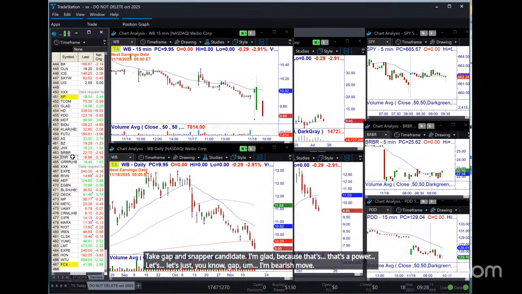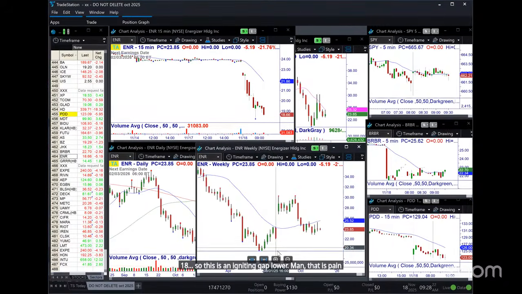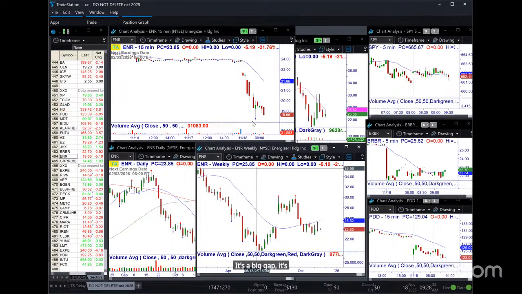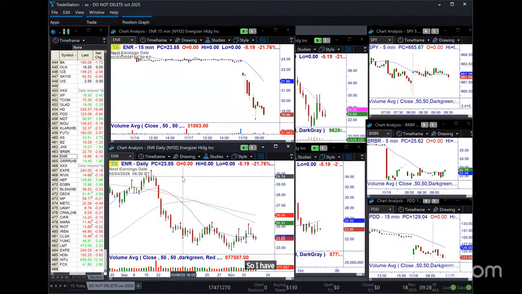ENR, 18. So this is an igniting gap lower. Man, that is pain. 1866. This thing's gapping under all of this. That's gapping to a yearly low. It's a big gap. It's a monster percent, but it's bearish. So I have zero bias. But it's such a big gap, I'll watch it.